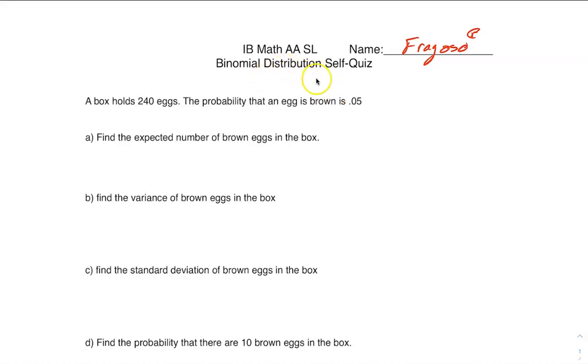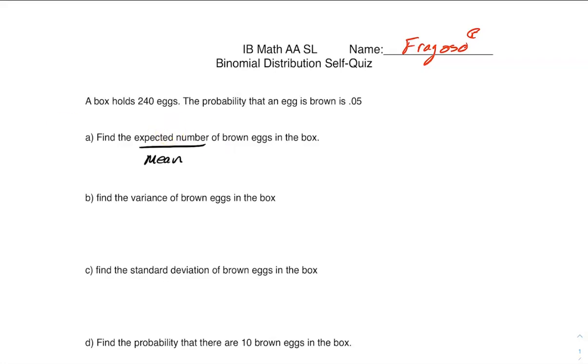What's the binomial distribution self-quiz? A box holds 240 eggs. The probability that an egg is brown is 5%, or 0.05. Find the expected number of brown eggs in the box. Remember, expected number is the same thing as the mean or average. They mean the exact same thing.